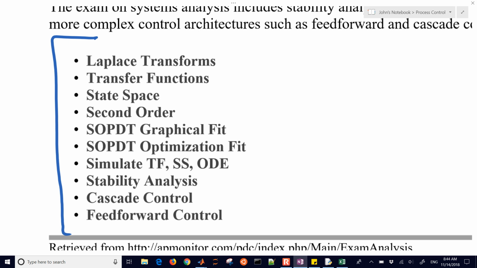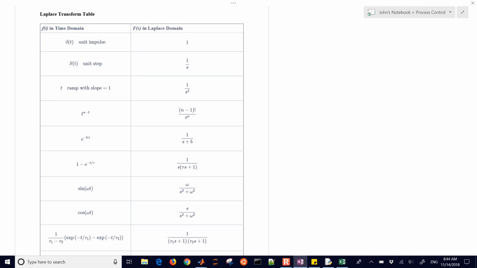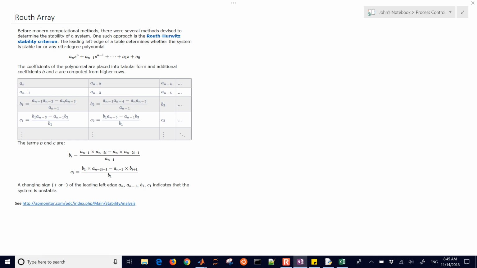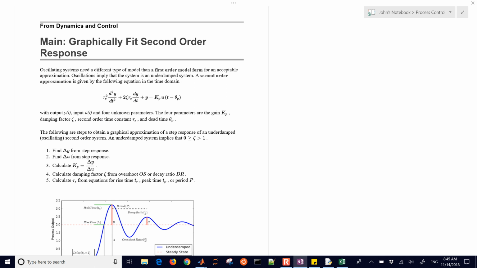So at that link, there's additional information that you can use as you fill out your note sheet. I'm going to have a Laplace transform table that's going to be available for you for the exam, so you don't need to write these down on your note sheet. I do recommend Routh array and second order graphical fitting, especially for underdamped systems, and other information that you'll find on those topics. Okay, so fill up your note sheet.